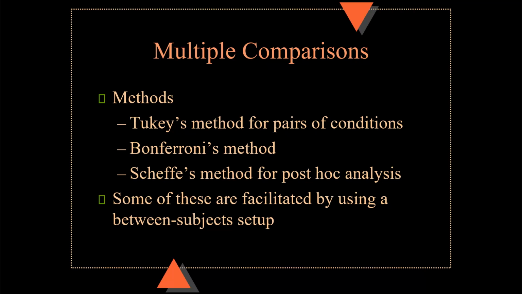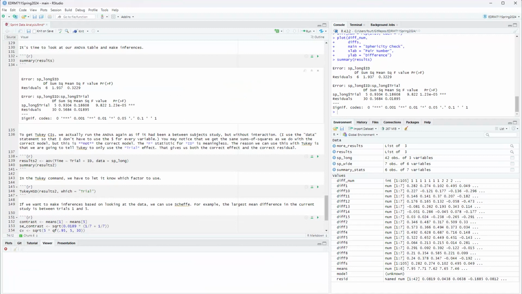What we are going to find is that creating these confidence intervals is facilitated by setting up our analysis as though we were working between subjects instead of within subjects. I'll show you what we mean as we go along. Let's go ahead and take on this analysis. So to get the Tukey confidence intervals, we're going to run the ANOVA again as if it had been a between subject study, but without interaction.